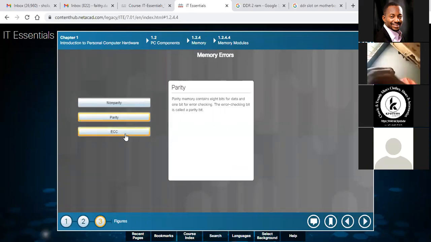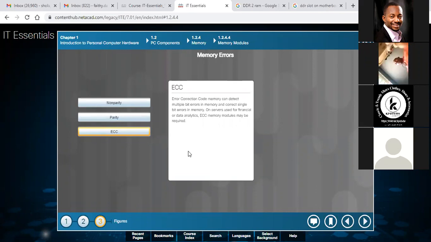Now we have the ECC, which is the error correction code memory, which can detect multiple-bit errors in memory and correct single-bit errors in memory. It's always found on servers. So banks and big organizations actually use memories that have an ECC. Memories with ECC are like most of the memories you use on server workstations.